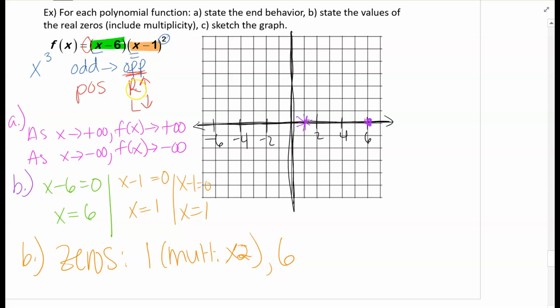And then I'm going to look at my end behavior. The right side is going up, so next to the 6, shifted a little bit to the right, I'm going to draw an up arrow. And then next to my 1, shifted a little bit towards the left, I'm going to draw a down arrow. And then I'm going to connect them. So remember, asterisk means it's going to be a maximum in this case. So I'm going to dip back down and then cross at the 6.